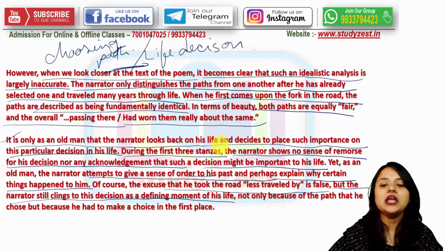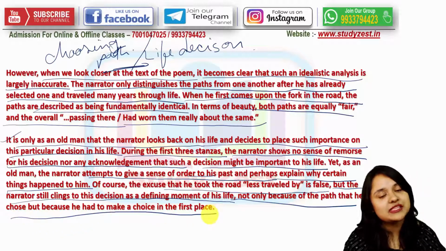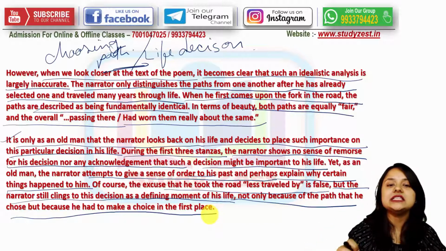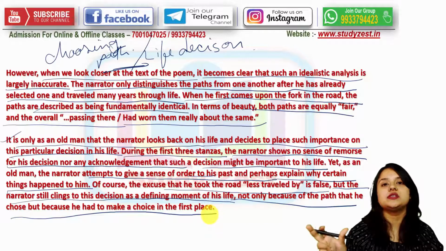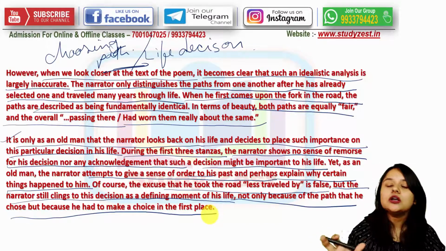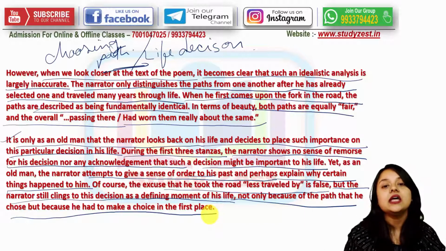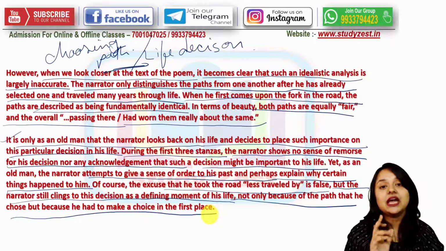ठीक है? And not only because of the path that he chose, but because he had to make a choice in the first place. Now what is important here is that the poet actually emphasizes the fact कि उनको decision लेना पड़ा. The decision making process is important here. Okay, not the fact that where it led him to or what regrets he had. The important point here is the mental state in which the poet made his decision.